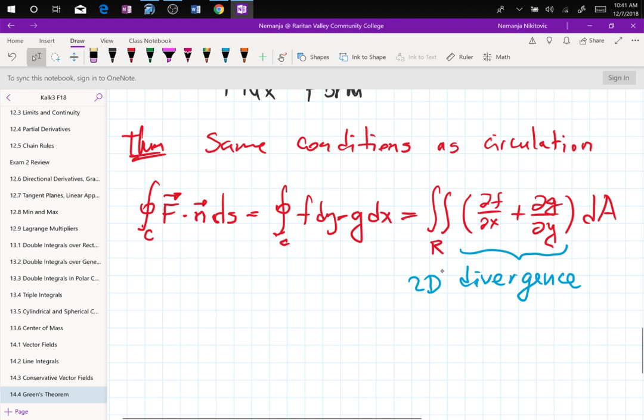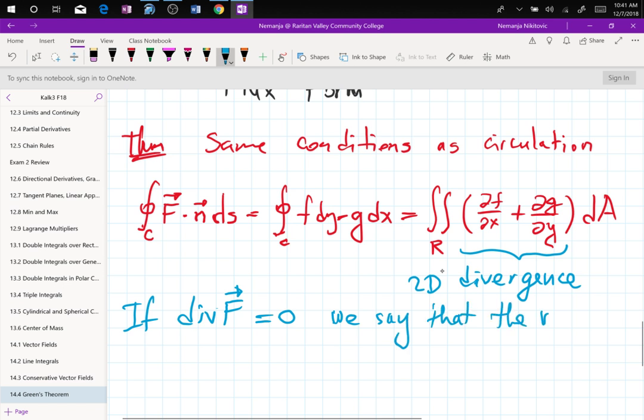So now we say if divergence of F equals 0, we say that the vector field F is source free. So there's nothing inside to generate radiating whatever you're measuring.